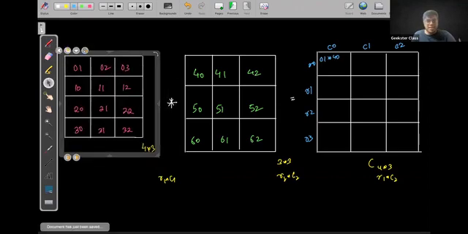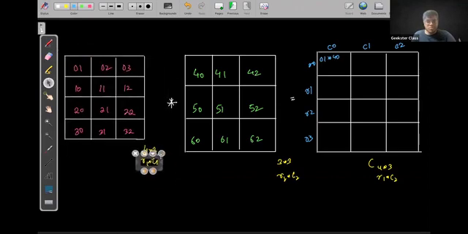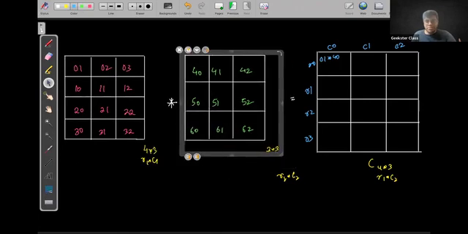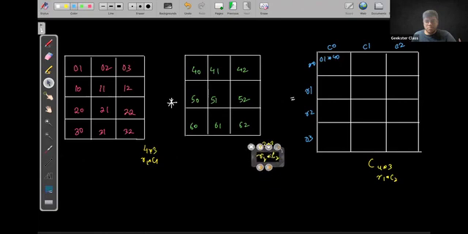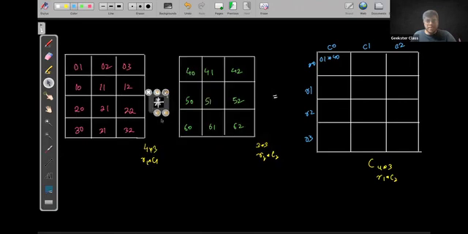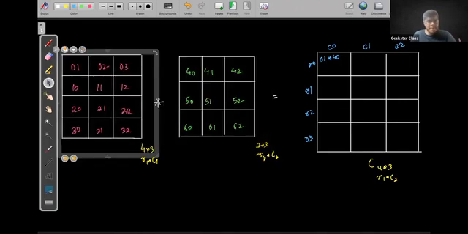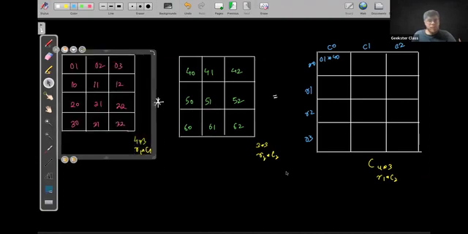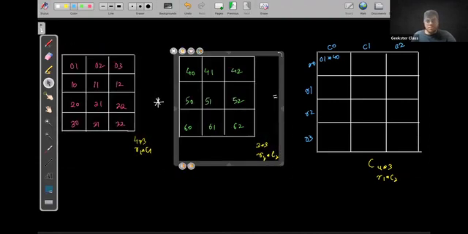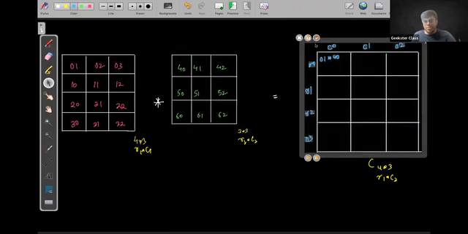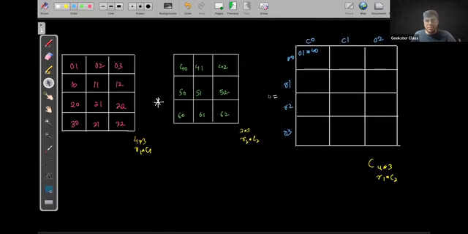And let us make this smaller. Let us make this also smaller. We need some space. Okay, so this is the resultant. Let me make it larger.